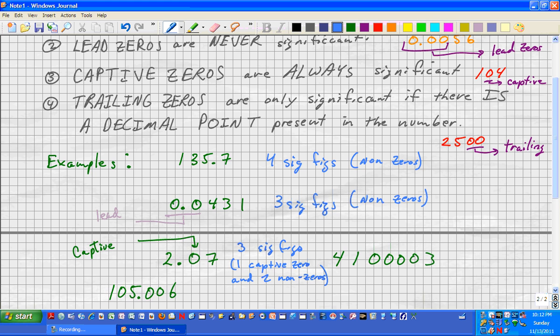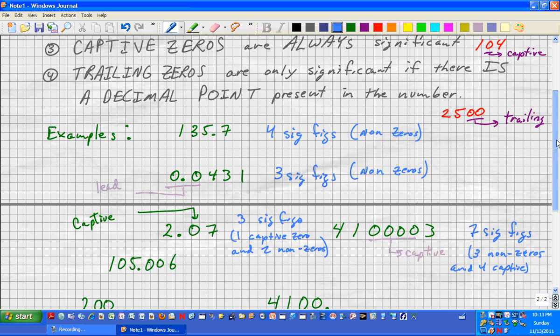Take a look at something like, what is this? 4,100,003. This would have 1, 2, 3, 4, 5, 6, 7 significant figures. These guys are all captive, and they're always significant. So what I would have is I'd have 3 non-zeros and 4 captive zeros, giving me a grand total of 7 sig figs.